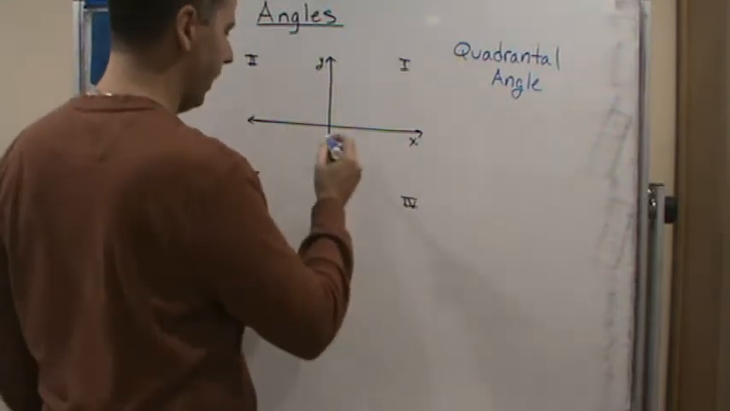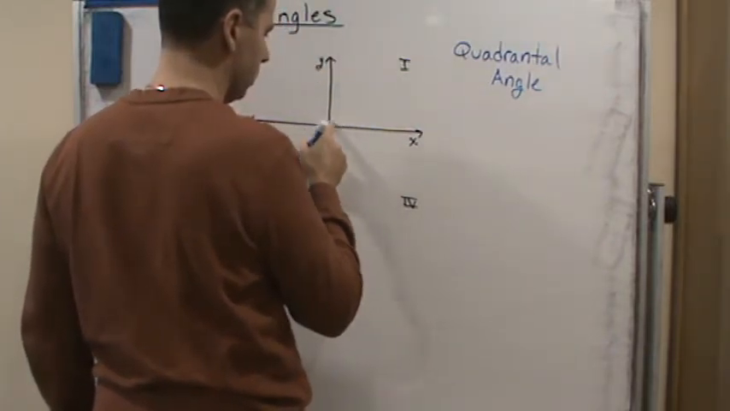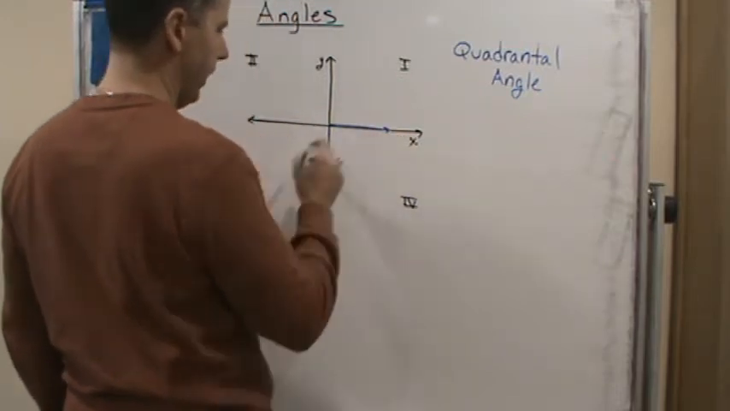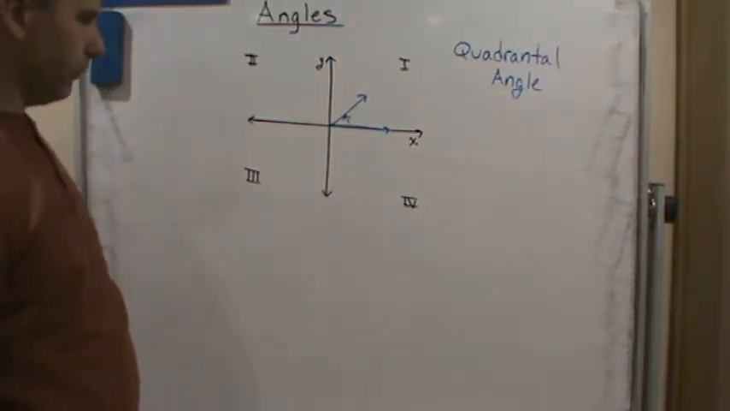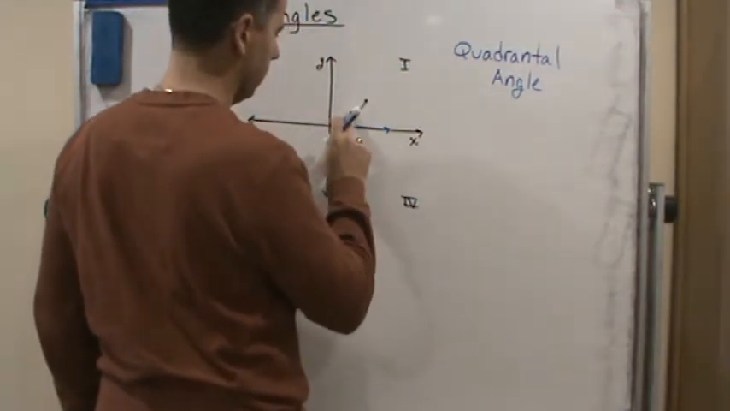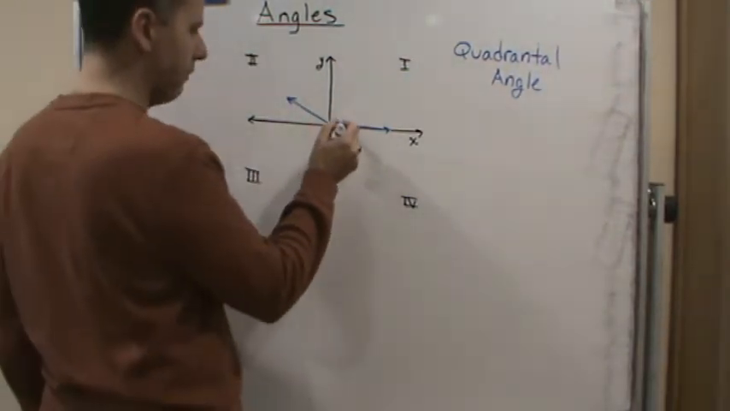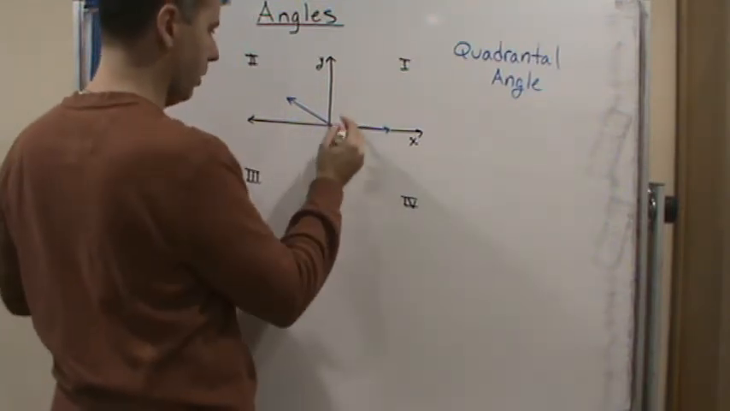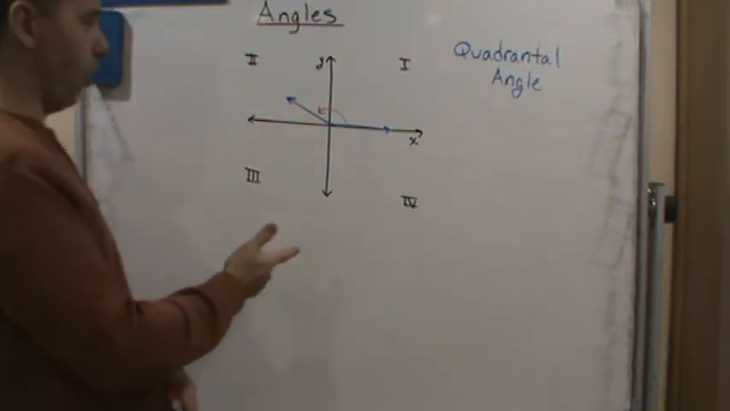If we have an angle that does this, like that, then this would be a quadrant 1 angle. The angle would be in quadrant 1. Or if we have the terminal side over this way, then we have an angle that terminates in quadrant 2, and so on. That's what we mean by angles in standard form and looking at quadrantal angles.